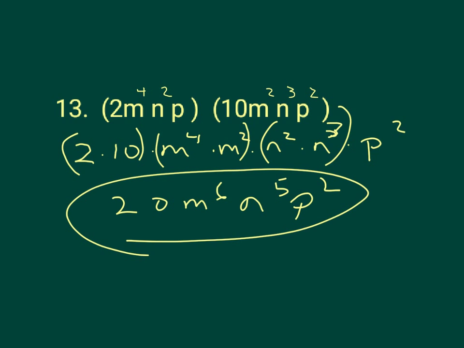You could have thought 2 times 10 is 20. M to the fourth times m to the second is m to the sixth, n to the second times n to the third is n to the fifth, and then the p to the second.